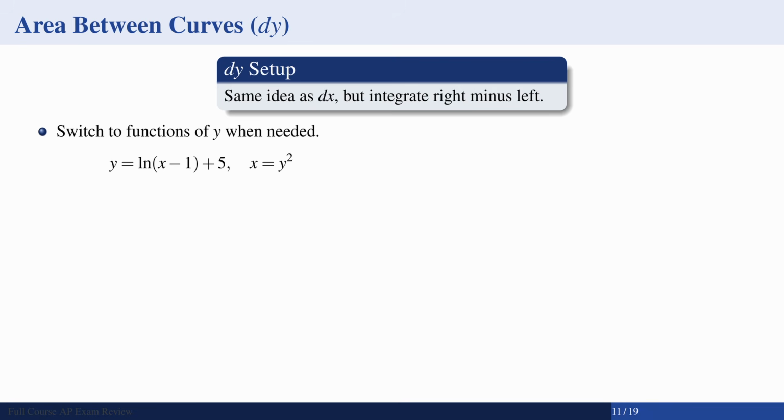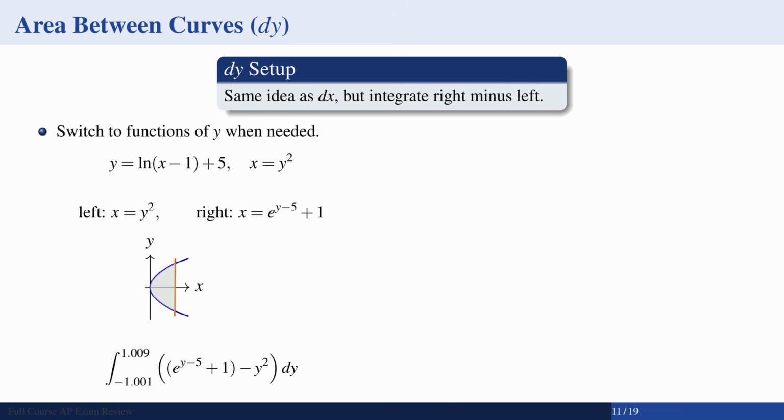So I have y equals the natural log of x minus 1 plus 5 and x equals y squared. If you create a graph of this, you see that the best way to do this is definitely dy. So for the leftmost curve, it's already x equals y squared. For the right curve, you actually have to solve it for x. So you're going to subtract 5, you're going to exponentiate, and then you're going to add 1. So you get x equals e to the y minus 5 plus 1.